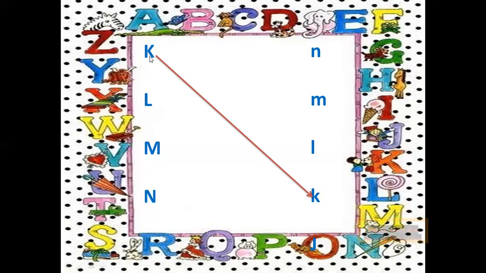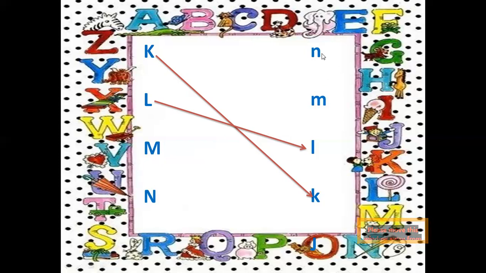Now, after K, our next letter is L. Where is the letter L? This one is N, this one is M, and here is L. So match the L with their small letter l. Now, M, let's search for the letter M. Where is the letter M?